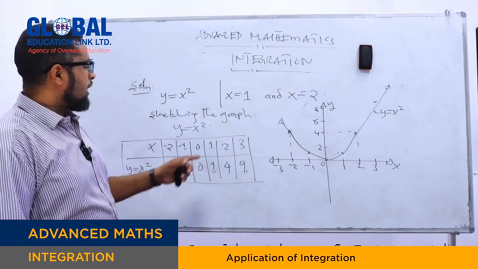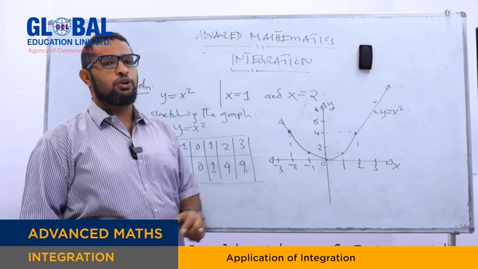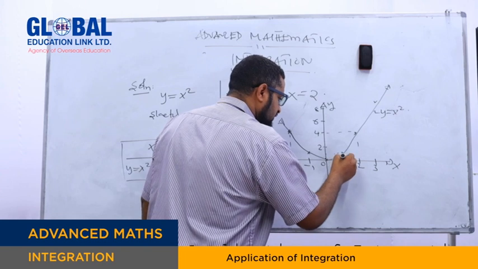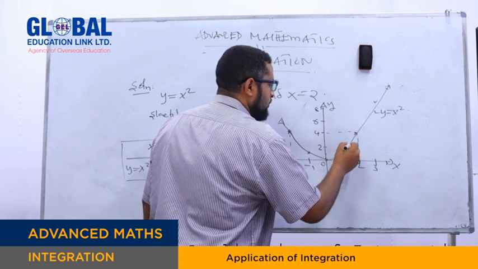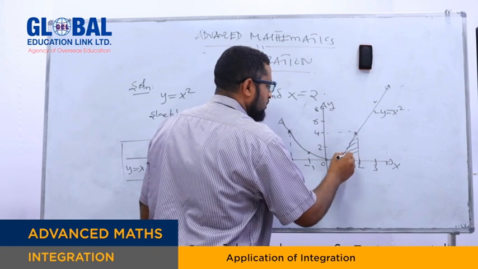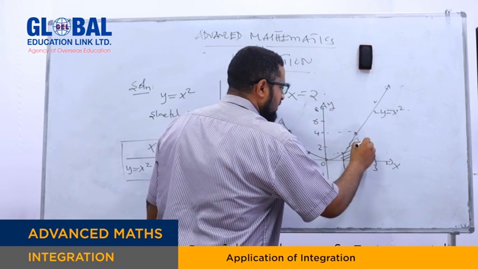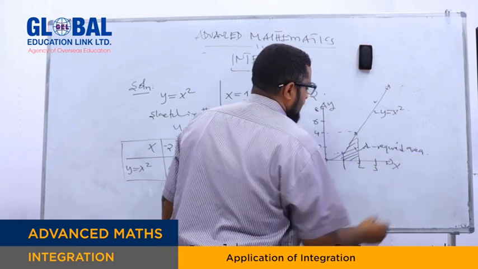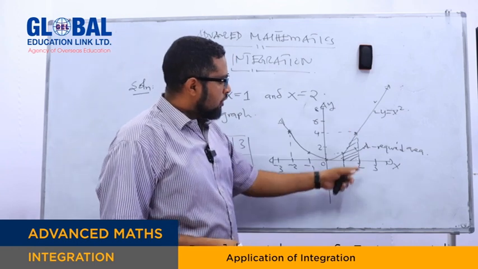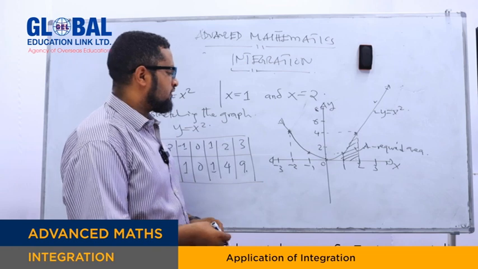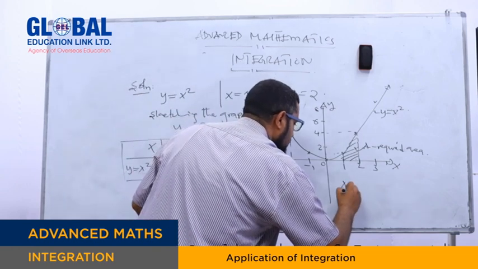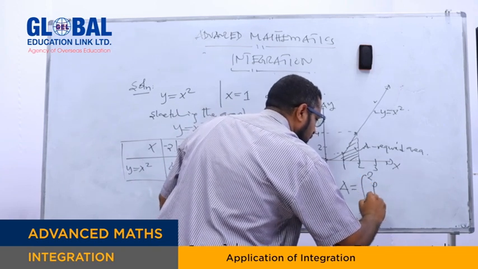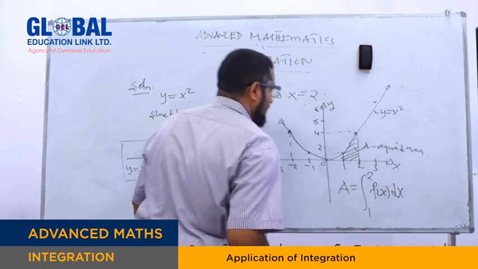But you have to find the area from x equal to 1 and x equal to 2. Show that area in your graph. So it means from x equal to 1 and x equal to 2. This is the area that you are supposed to find. This is the required area. Now for that case, because it is with respect to the x-axis, the formula that we are going to use will be equal to the area from 1 to 2 of f of x dx.